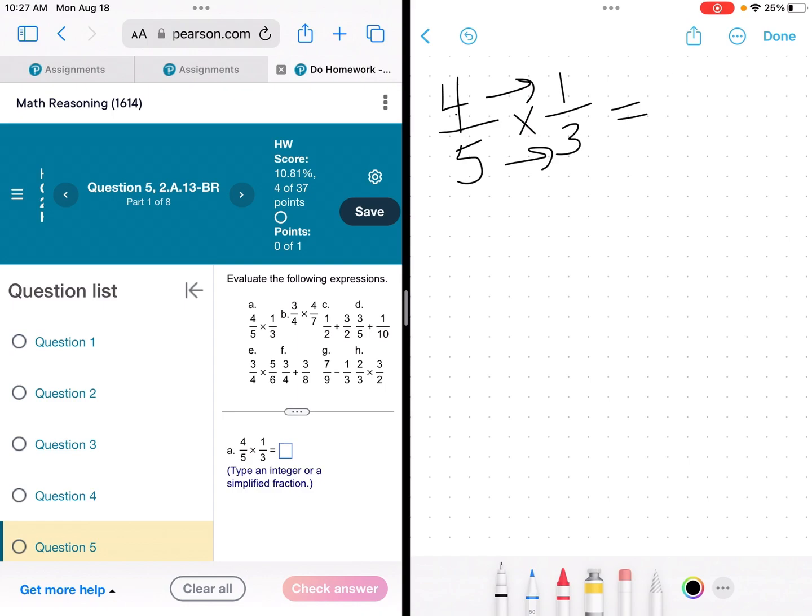So 4 times 1 is 4, and 5 times 3 is 15. Okay, so there's your answer. You can't reduce this, 4 over 15.